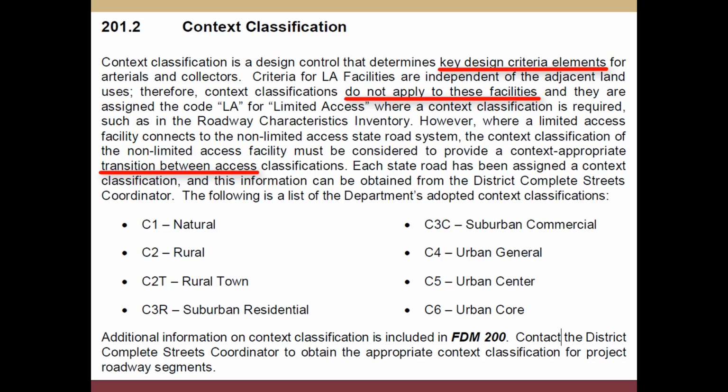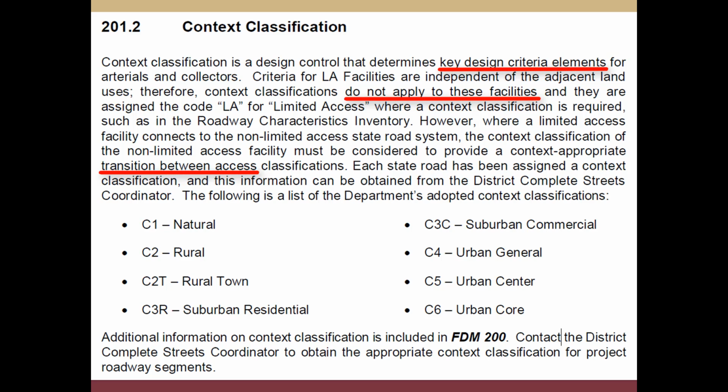So you need to think about how you're going to make a transition from usually the higher speed free flow conditions that you're expecting in limited access to whatever condition you might be on the ground based on the context classification of that roadway. So even though limited access is its own classification, you do need to look at context class when you get off of limited access and access the arterial system.